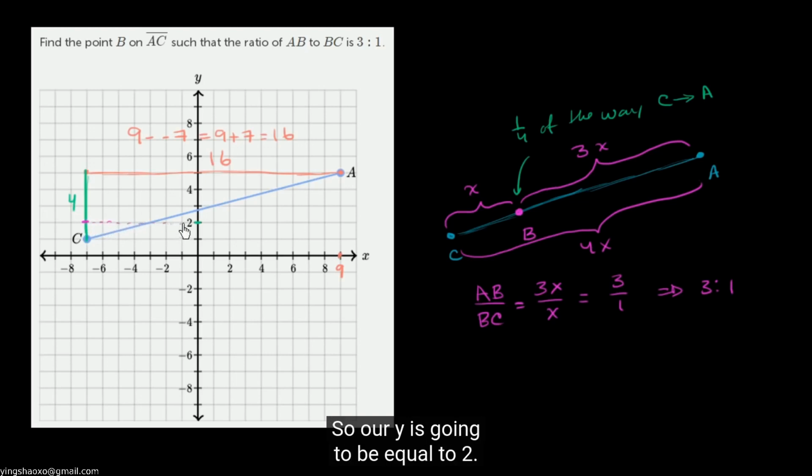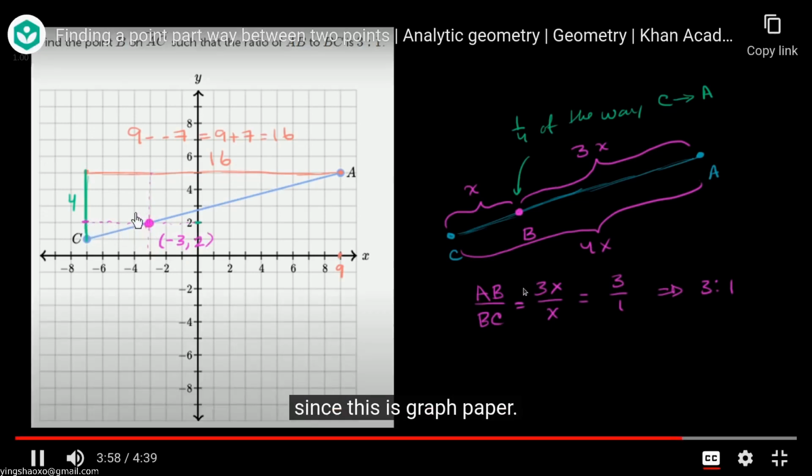So our y is going to be equal to 2. And if we go 1/4 in the horizontal direction, 1/4 of 16 is 4. So we go 1, 2, 3, 4. So we end up right over here. Our x is -3. So we end up at this point, the point -3, 2. And if you were really careful with your drawing, you could have actually just drawn it, and you don't have to be that careful since this is graph paper.